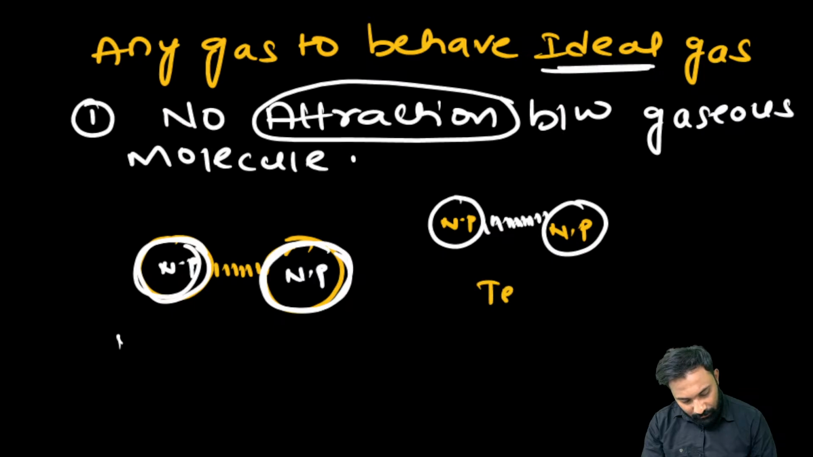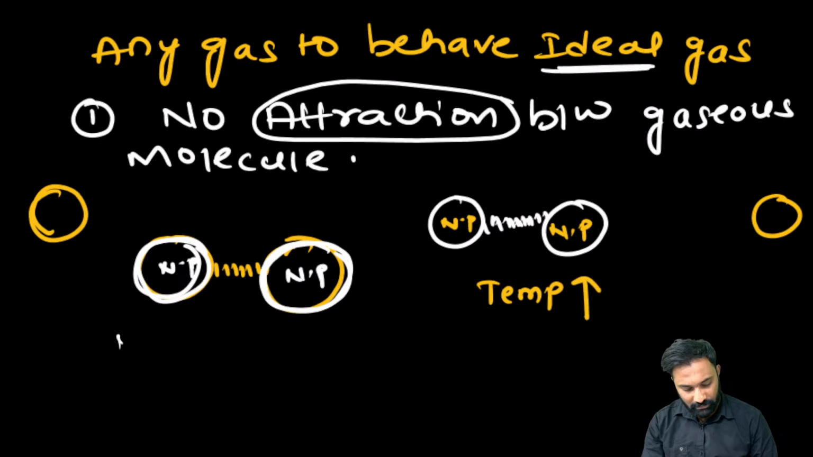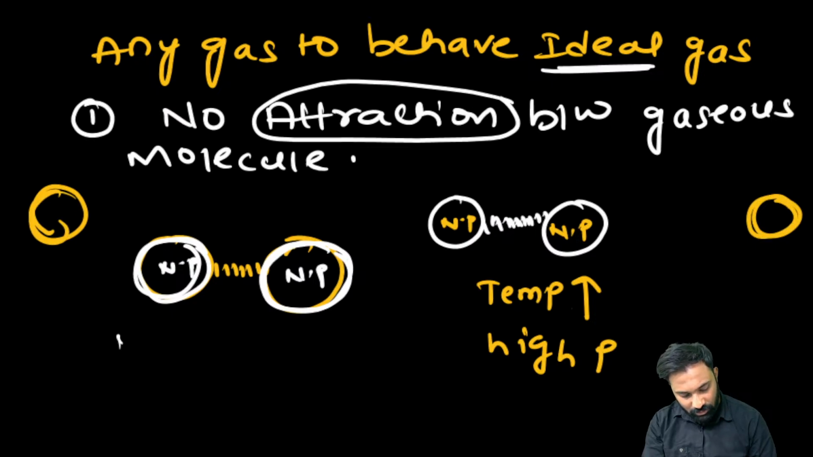If I increase the temperature, these two gas molecules will move far away from each other, right? Now, if I increase the pressure, what happens? These gas molecules will come closer. Example, a vacuum pump: if you increase the pressure, all the dust comes to one place, right? In the same way, if I increase the high pressure, the gas molecules come closer and they attract. So if they are attracting, they are behaving as a real gas.